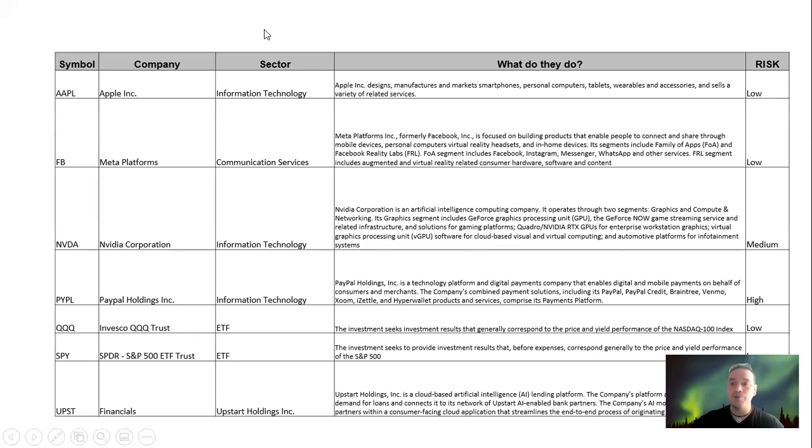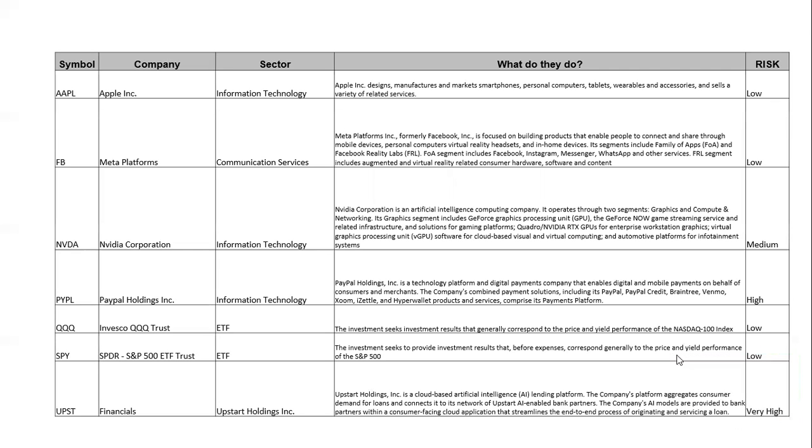So how do I decide which stocks to pick, right? So like I said, I focus on blue chip, stable companies. And I'm sharing my portfolio with you guys here. Let me minimize my face so you can see. Okay. So these are some of the stocks that I look at, right? Apple, Facebook, NVIDIA, PayPal, Upstart. And then I have two ETFs, the Triple Q, QQQ, and SPY.